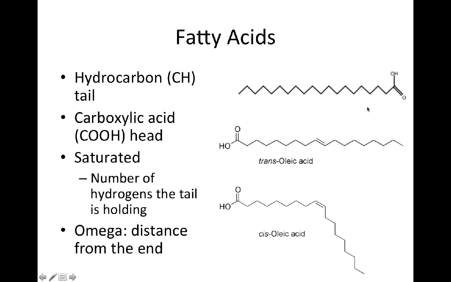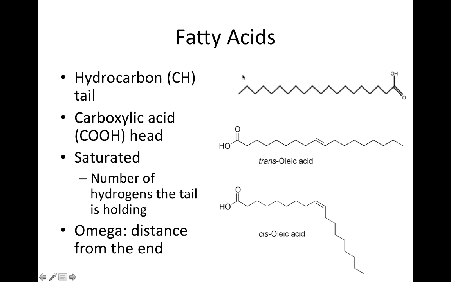Now when we talk about fatty acids, you'll hear terms such as saturated, monounsaturated, and polyunsaturated, and what that is referring to is the number of hydrogens that the fatty acid tails are holding. So a saturated fatty acid has a tail with all of the hydrogens that it can hold. That's what's represented in this structure up here.